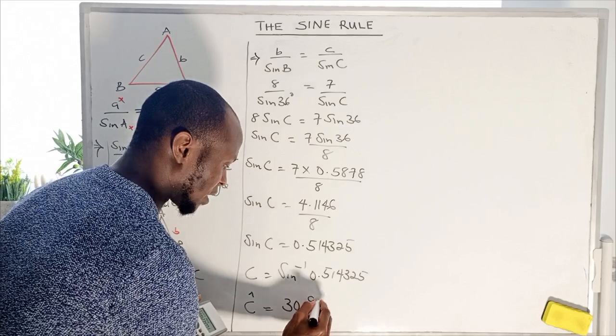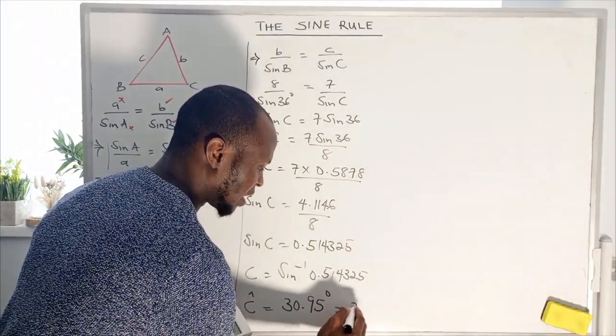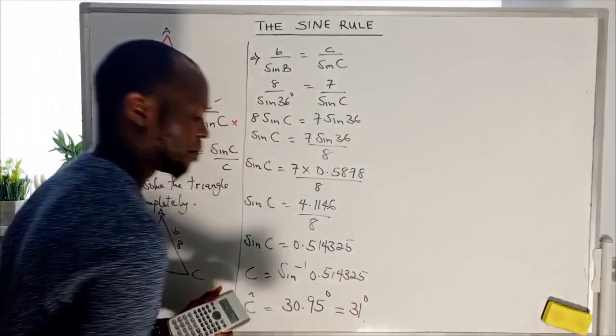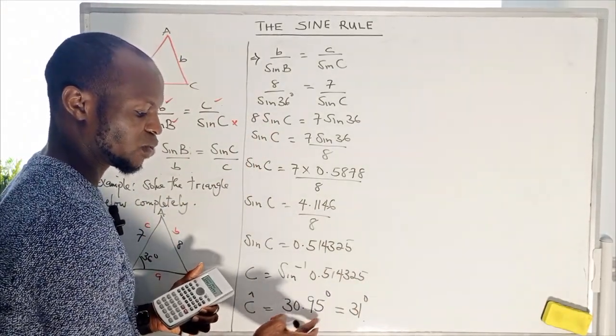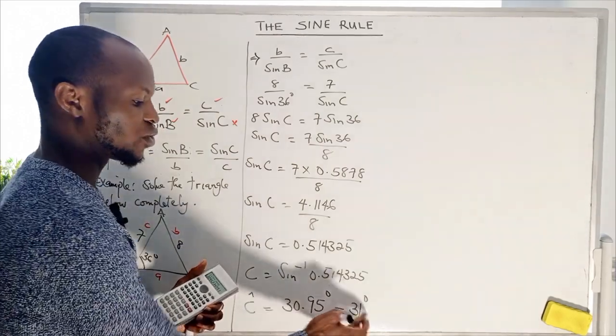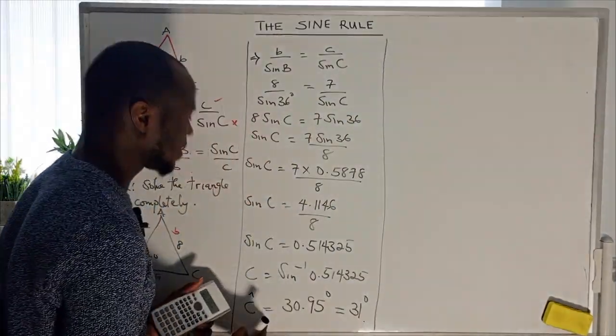So 30.95 degrees is equivalent to 31 degrees, because your angle should be in 1 decimal place. So if you want to approximate this to 1 decimal place, this will be equivalent to 31 degrees. So I have found my angle C.